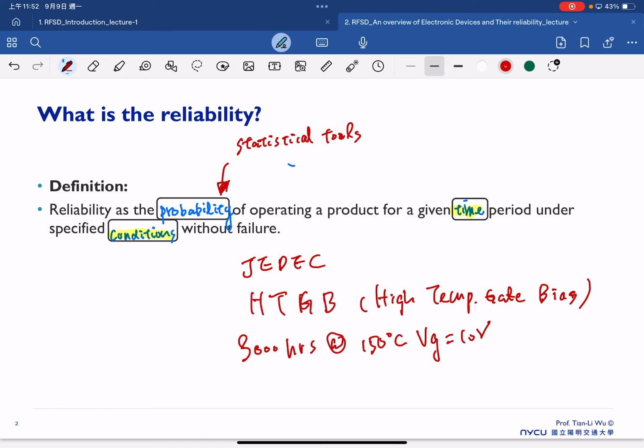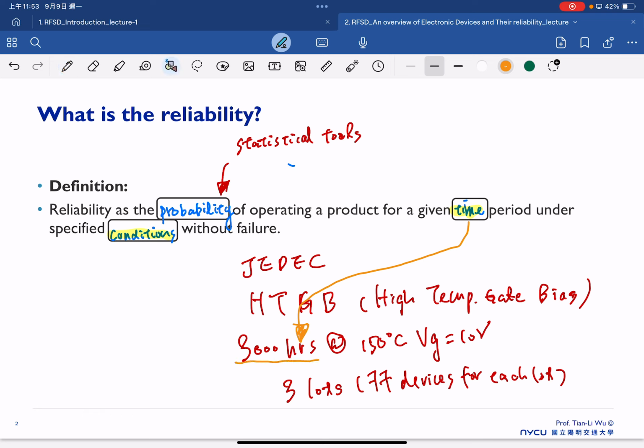And then we test, for sure, not only one device. Last time we already said, and today we also say, it's 3 different lots, and each lot has 77 devices. So if you look at the JEDEC requirement, it actually follows the definition of reliability very well. Time dependent is here. When we talk about reliability, it's always about what time you mean. In this case, it's 3,000 hours. And then the next one is probability, here.